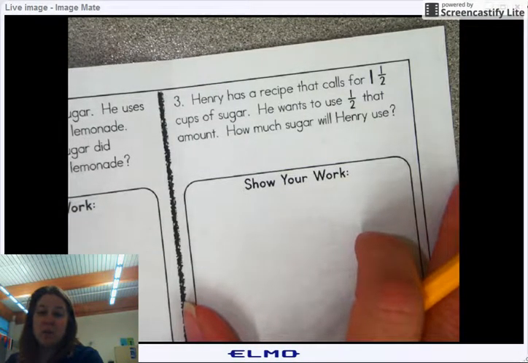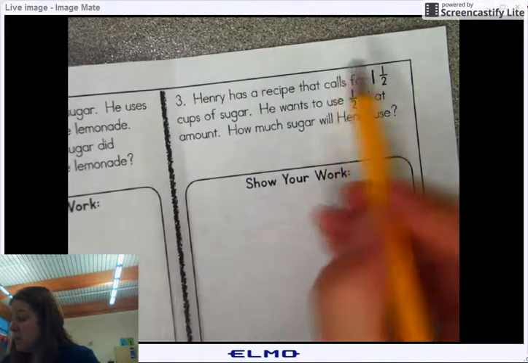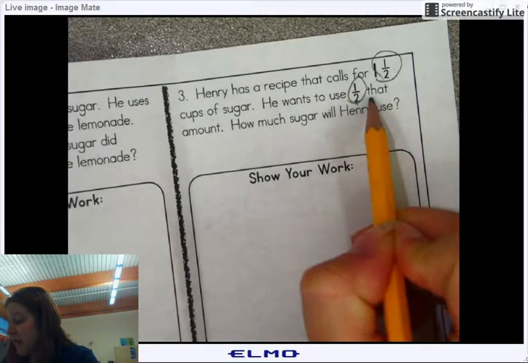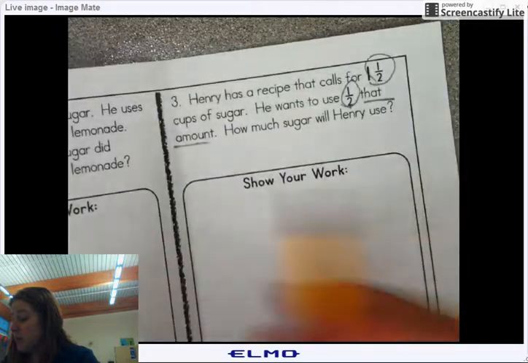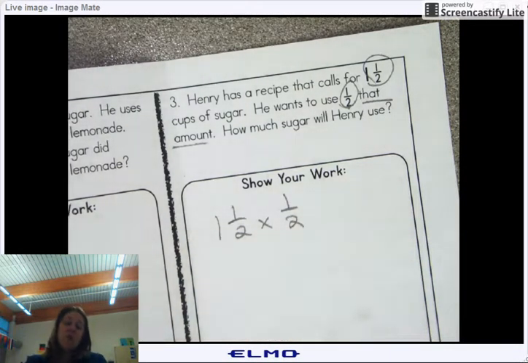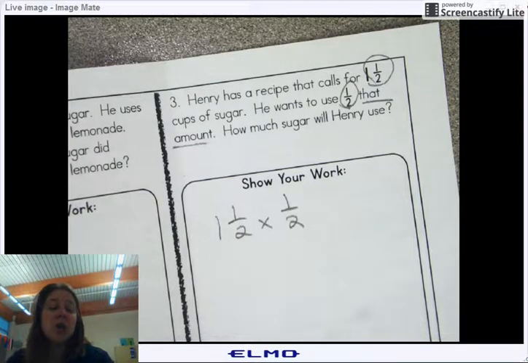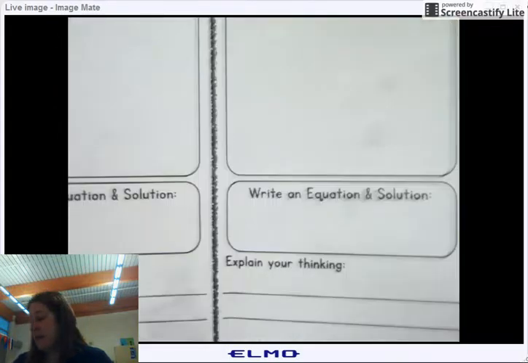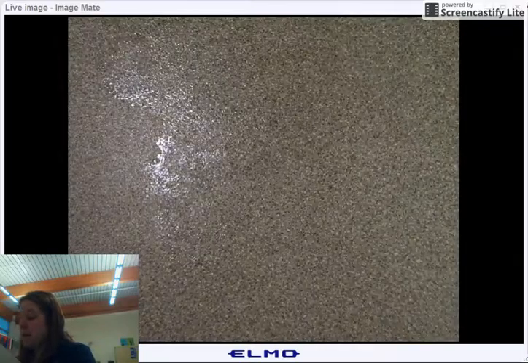Henry has a recipe that calls for 1.5 cups of sugar. He wants to use a half of that amount. How much sugar will he use? 1 1/2 times 1/2. So I want you to take a moment, make sure that you change your mixed number into an improper fraction and multiply. So if you will solve that problem and then type it into your block here. Once you've gotten the answer, you're going to have explain your thinking. I'm not worried about that. You'll turn to the back.